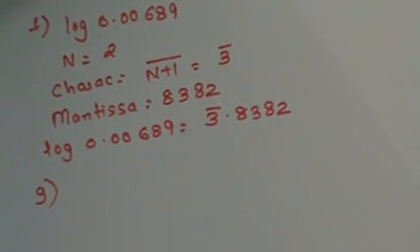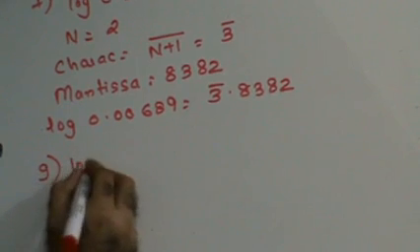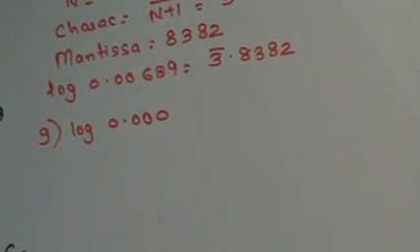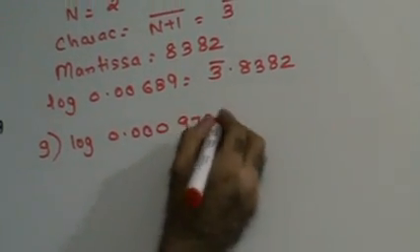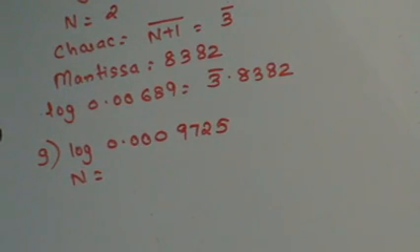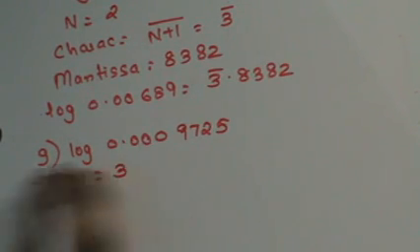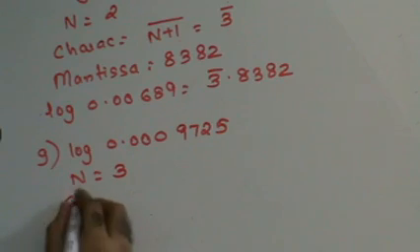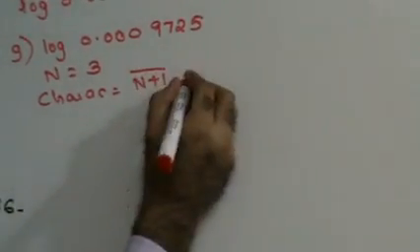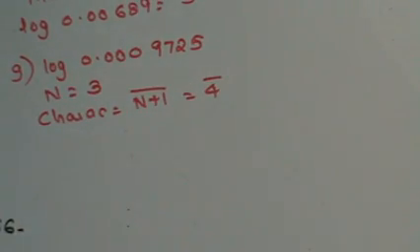So if I say find log of 0.0009725, since the number is less than 1, count the number of zeros after the decimal. There are 3 zeros. So characteristic is n plus 1 bar, 3 plus 1 bar, that is 4 bar.